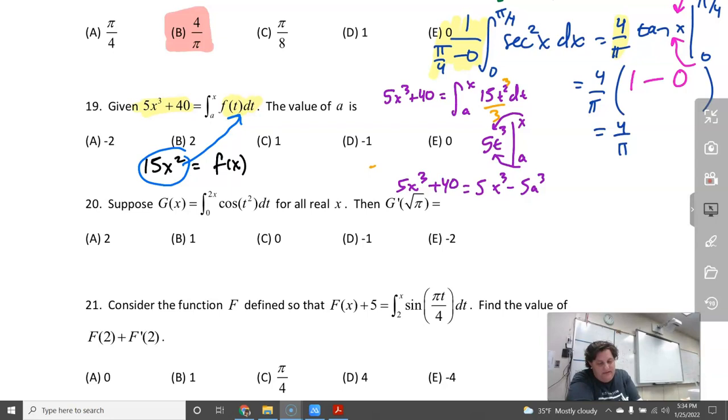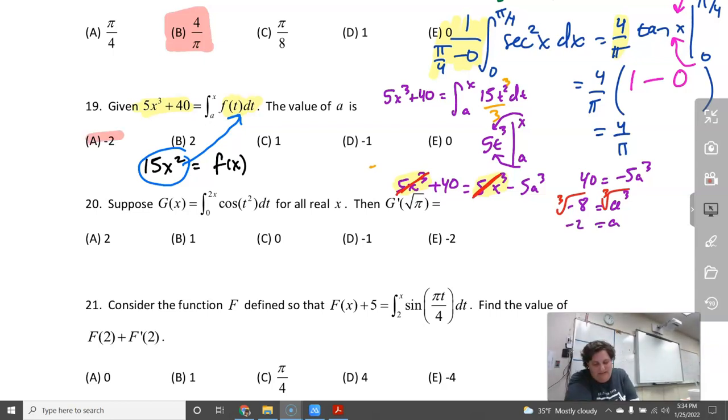Now, if you look at that for a second, 5x to the third, 5x to the third, those are the same. So I can get rid of those on both sides, and get rid of that and that. So really, the thing that I need to solve is 40 has to equal negative 5a to the third. Well, if I divide by negative 5, 40 divided by negative 5 is negative 8. And then if I cube root both sides to get a, you actually can take the cube root of negative 8, and it's negative 2.